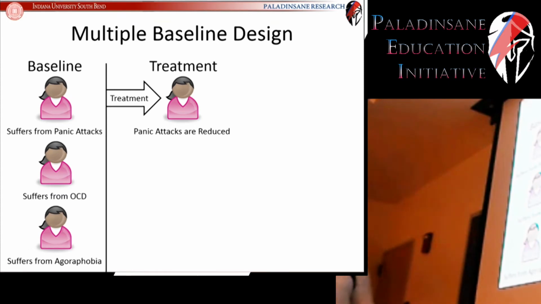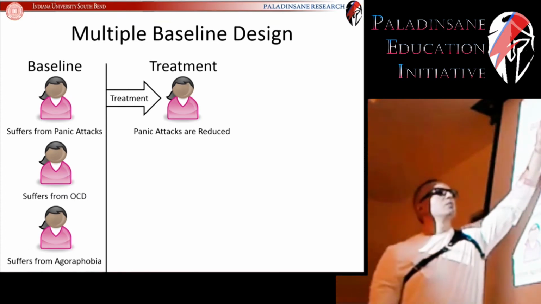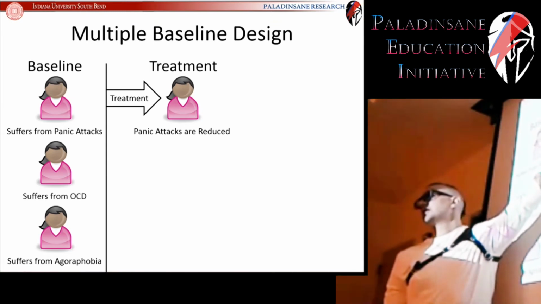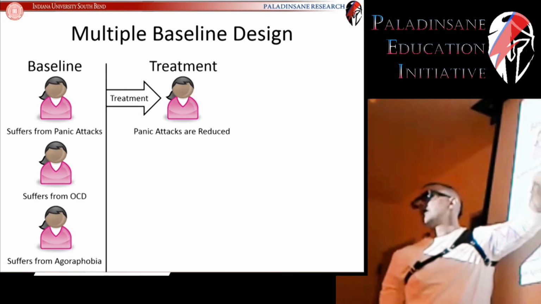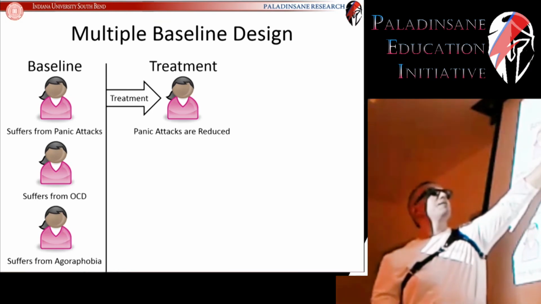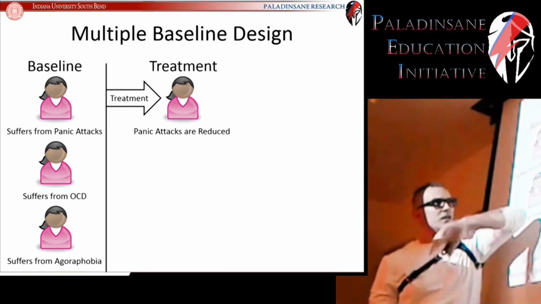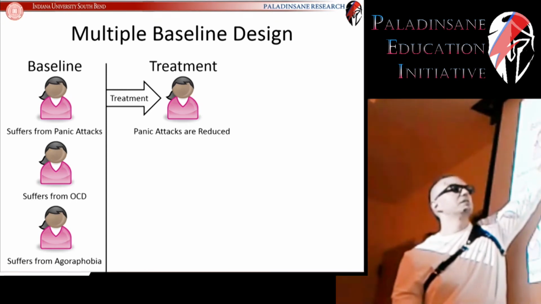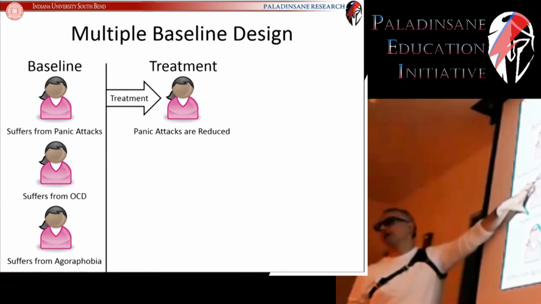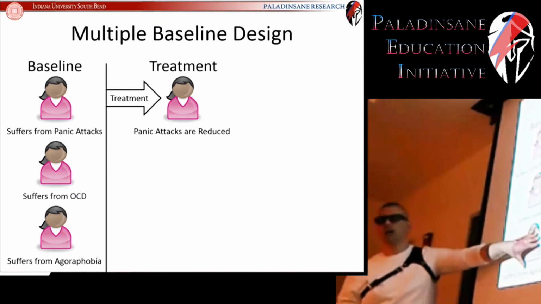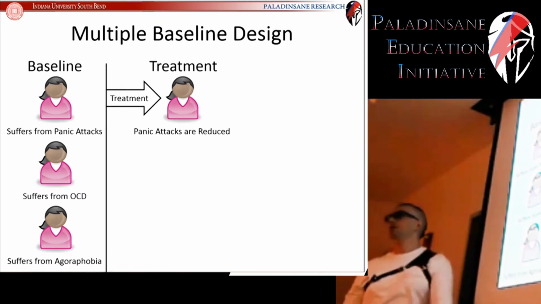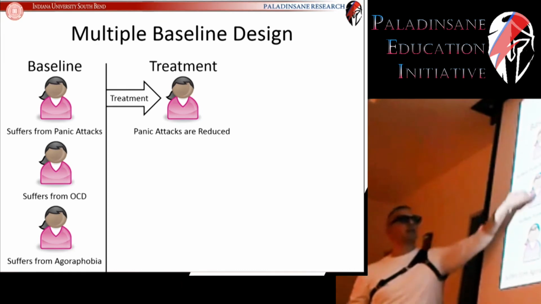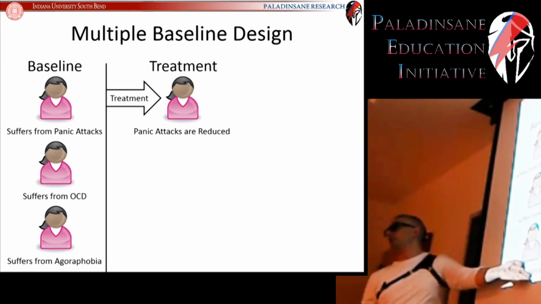What we're looking for in a multiple baseline design is we're looking for this treatment to affect only the behavior that we treated and not the other behaviors. Because the idea here is that if something else occurred, then we would have a chance that that something else would affect the panic attacks, and/or it would affect the OCD, and/or it would affect the agoraphobia. Because if a random something else occurs, then it would randomly affect one or more of these other behaviors.